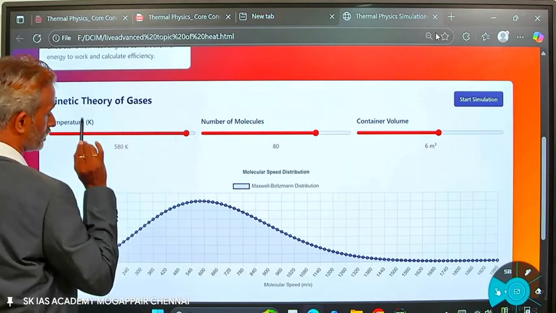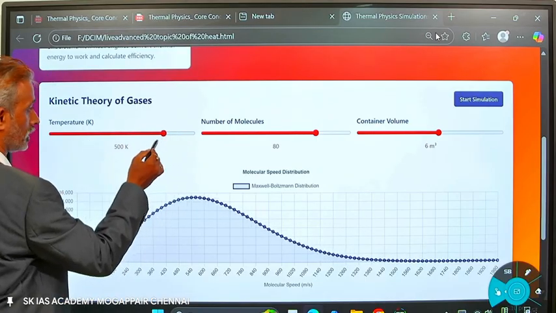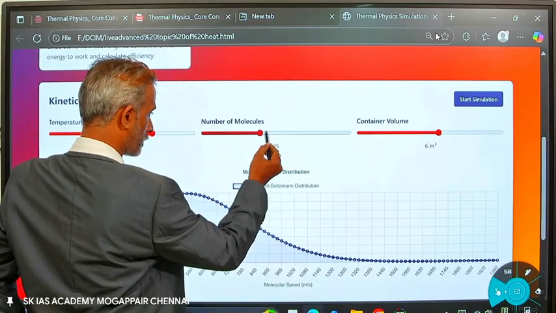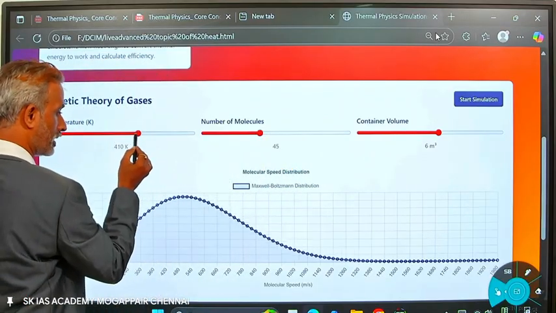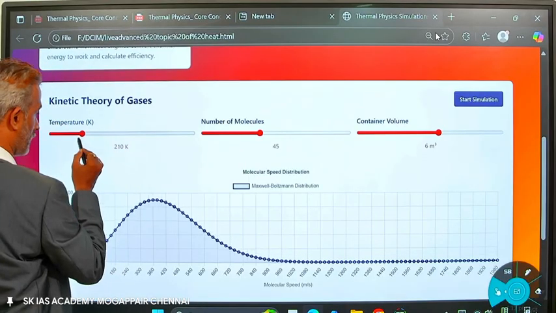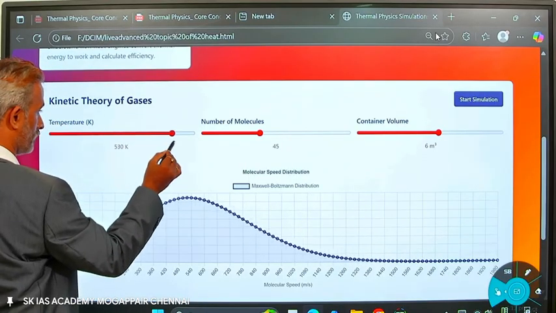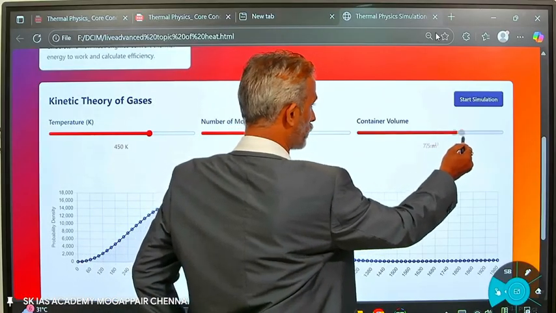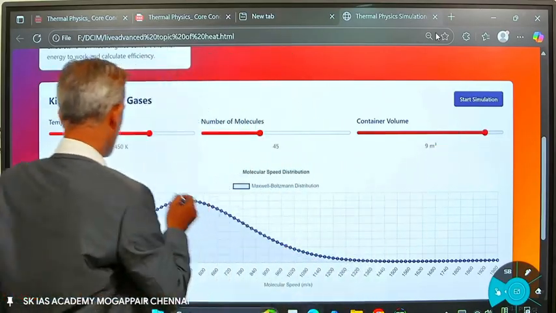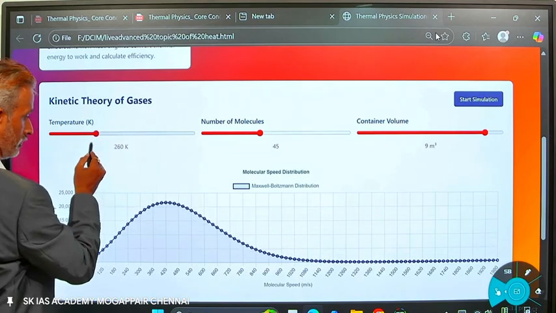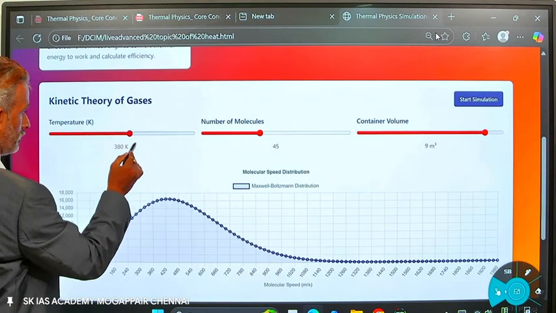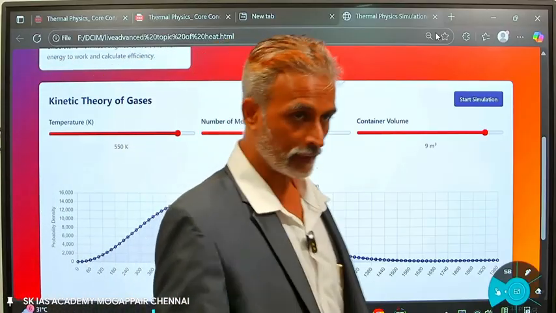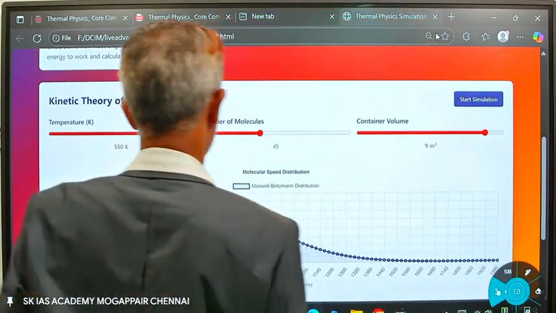Okay. Next. Now, decrease the number of molecules. I have decreased the number of molecules. Now increase the temperature. Correct? Now the container volume I am just going to increase. Now you see the effect. Any doubt? No. Understood? Next concept.